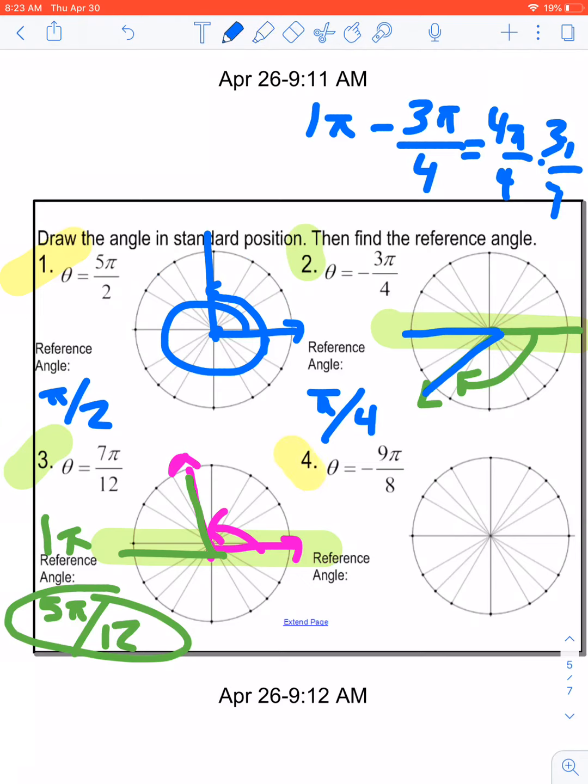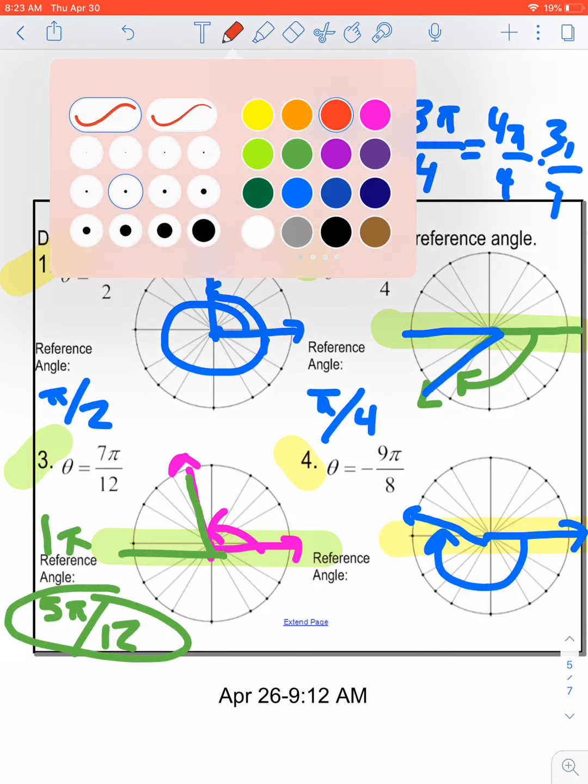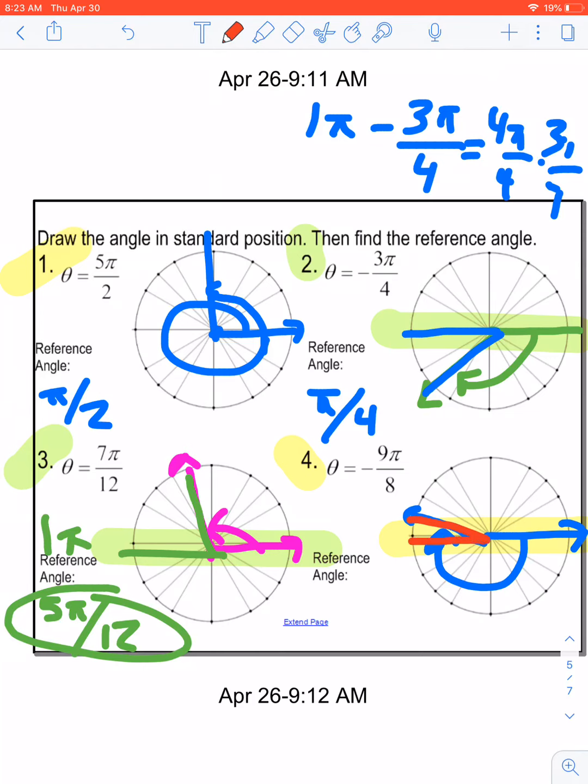Let's do number 4. So, negative 9 pi over 8. So I have here, right? So I'm going to go past negative 1/2, past negative 1, up 1/8 more, so to about here. And I want to find my reference angle. Well, again, I'm trying to get to my x-axis. So that angle measurement would be from this terminal side to that. Well, think about it. I'm 1/8 past 1, so the quickest way back to the x-axis is 1/8. So my reference angle there would be pi over 8.